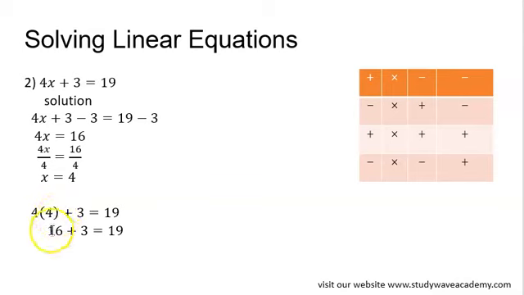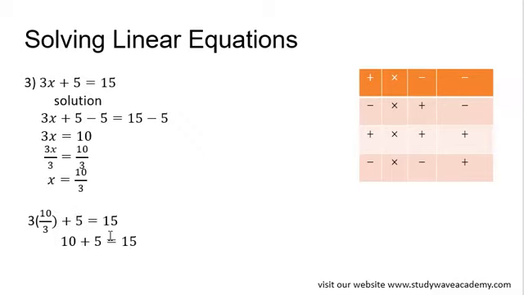And we say 4 times 4 is 16 plus 3 equals 19. Okay, if we add 16 plus 3, it gives us what? 19, right? I hope we understand. Good. Let's move over to another question.